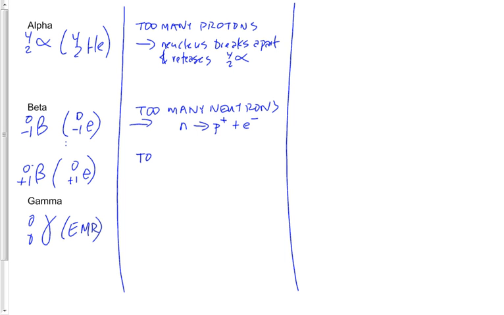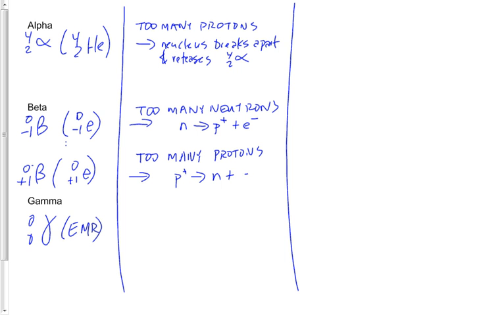What happens here? Once again, we have too many protons, but a different thing happens as a result of too many protons. What does the president of the Nucleus Club say? We've got too many protons. Let's change a proton into a neutron and a positron.